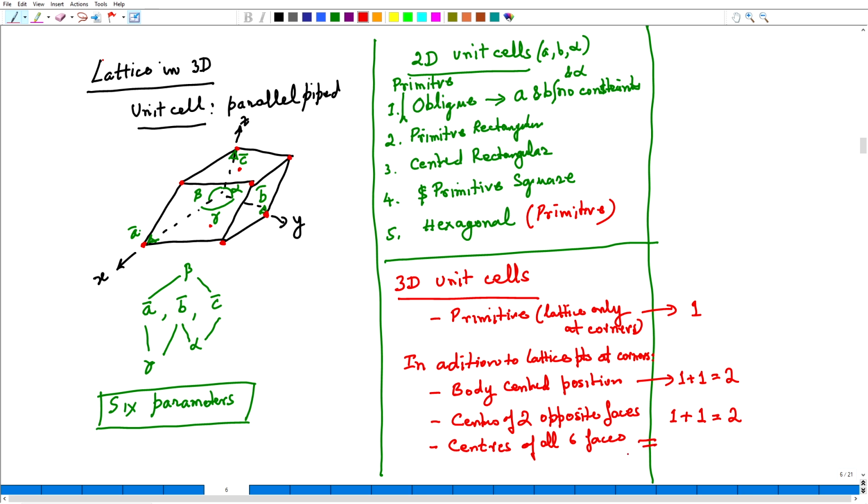If I look at the lattice points for, in this case, 6 faces and the corner, I will have 1. From each face I have half, and I have 6 faces, so 6 into half, which makes it 4. So, essentially I have defined these 4 classes, or you can say 4 different ways I can put lattice points without violating the lattice condition, which is that all lattice points must have translation symmetry.